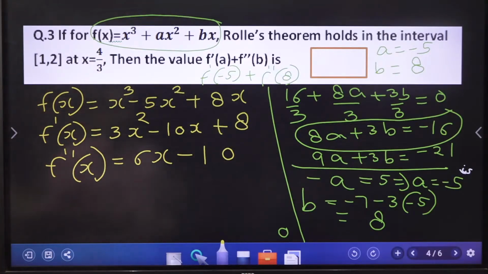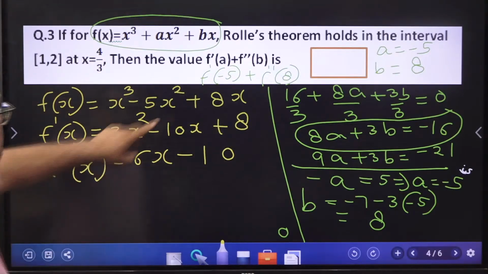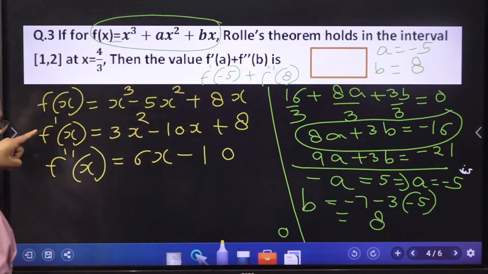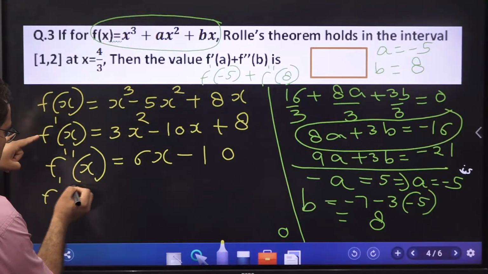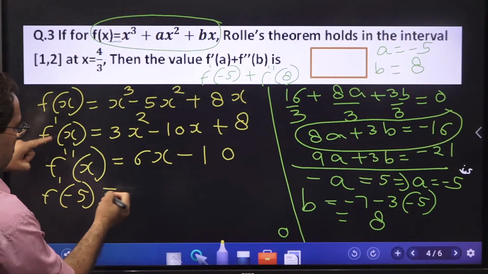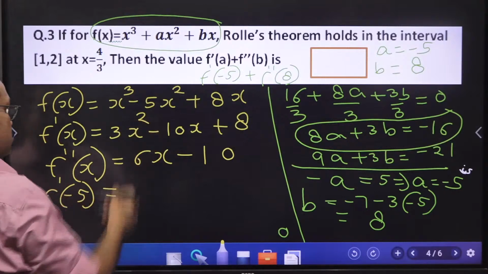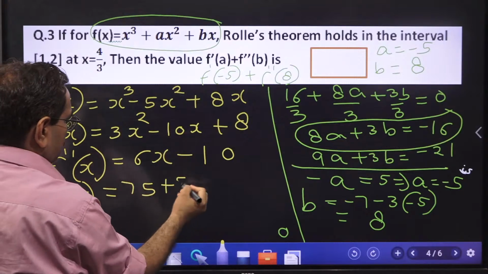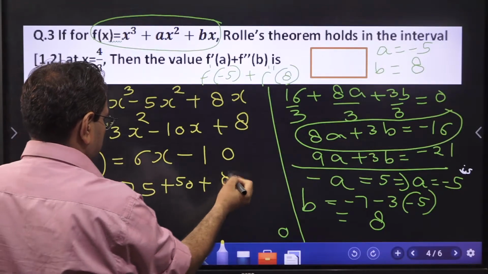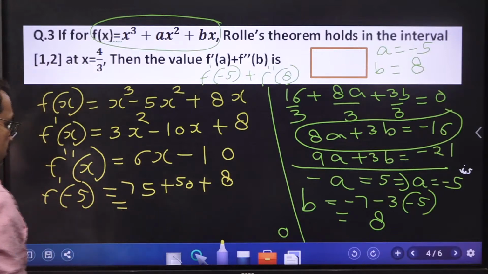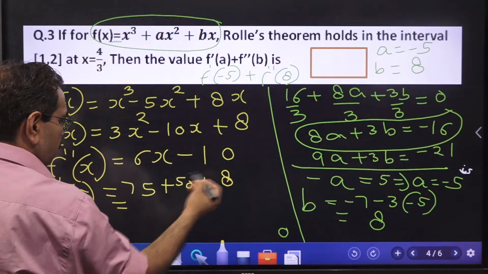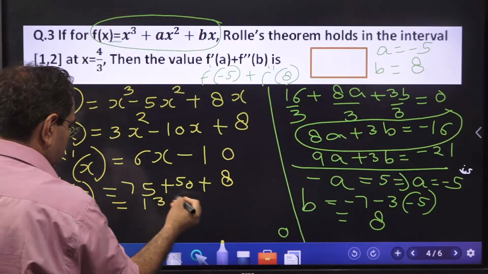Okay. Now put x equal to minus 5 to calculate f dash minus 5 here. So our f dash minus 5 is equal to 3 times minus 5 squared, which is 25, 75, plus 50 plus 8. So it becomes 75 plus 50 is 125, plus 8, 133.